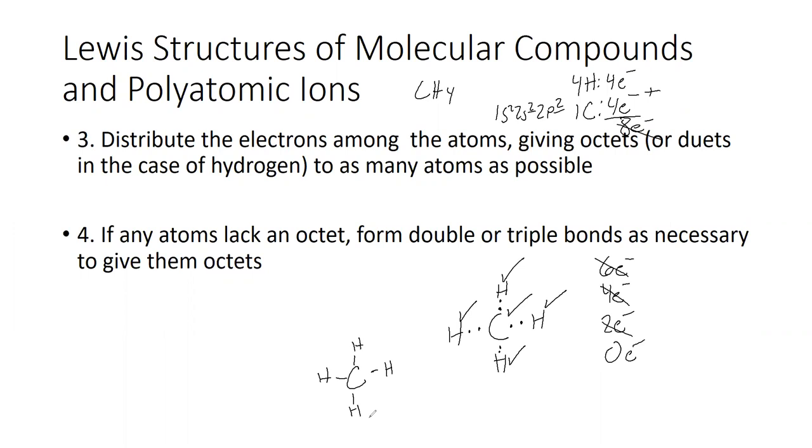Now, there will be occasions when you're placing electrons and you can't form an octet with the amount of electrons you have. In that case, we'll have to make double bonds and triple bonds. And we'll practice all of that. But before we actually get into some examples, are there any questions about what I did here so far?